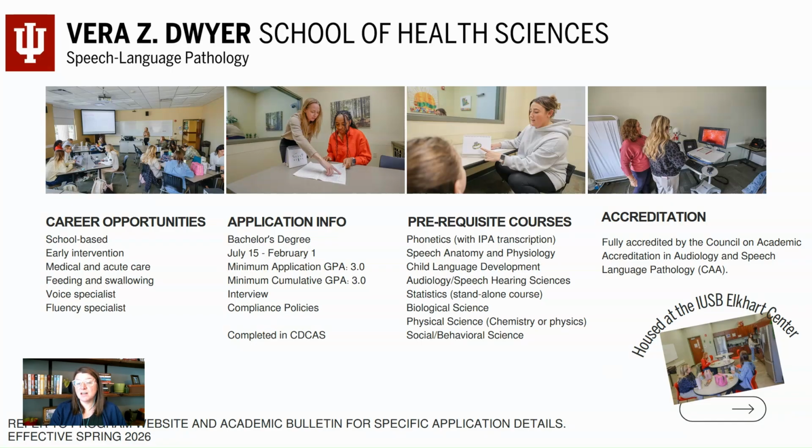Speech language pathologists work with a variety of hearing, swallowing, and communication disorders in a bunch of different settings, including schools, early intervention, hospitals and acute care, as well as a variety of others. The Master's in Speech Language Pathology requires students to have an earned bachelor's degree. The application cycle is open July through February. The minimum GPA requirement is a 3.0, and like many of the other programs, students need to complete compliance policies like background check, immunizations, medical insurance, and also complete an interview. Applications for this program occur in a system called SLPCAS, which is separate from the IU system.